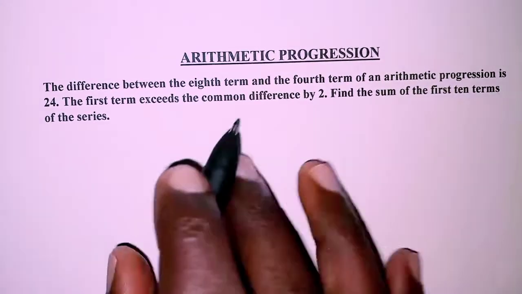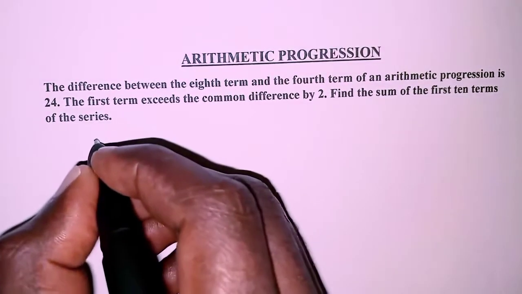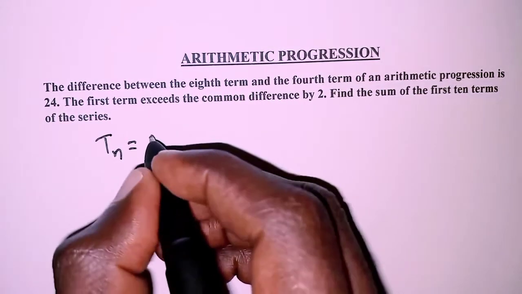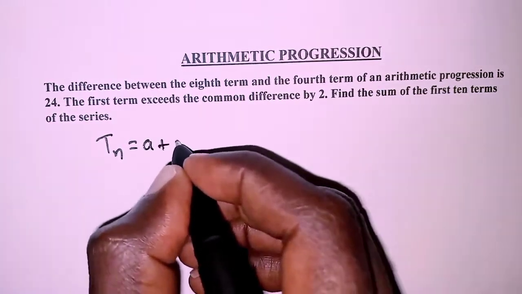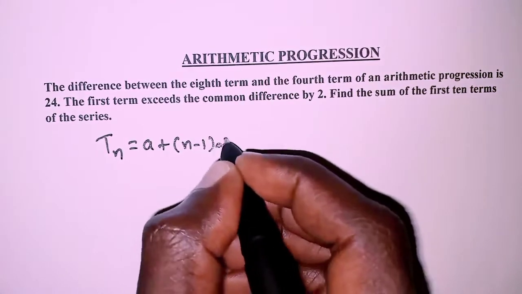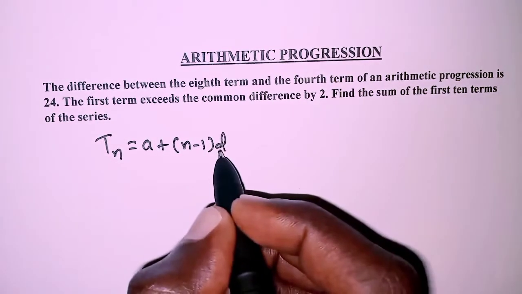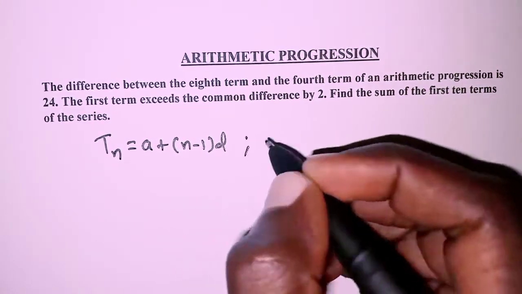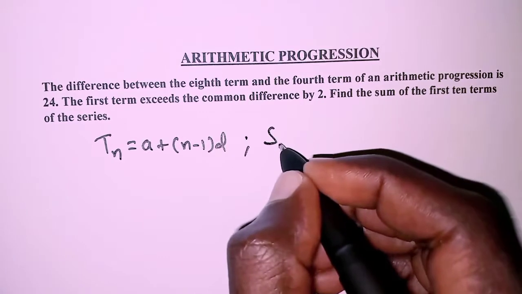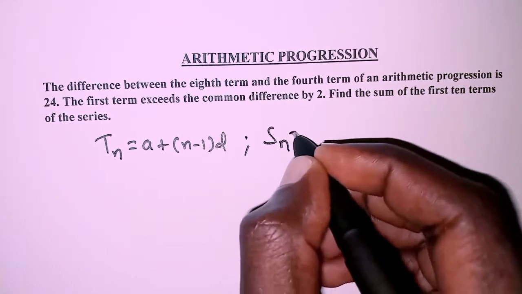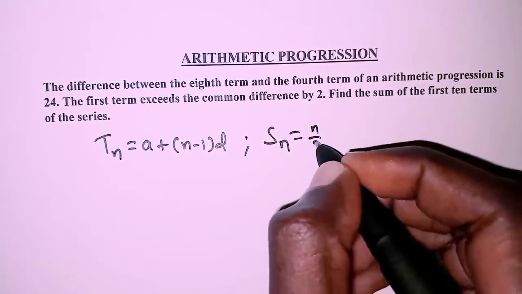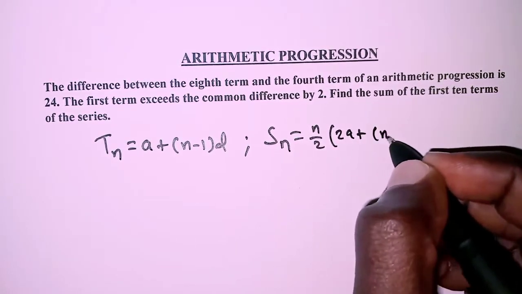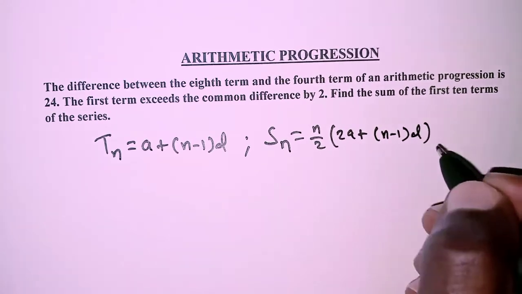So, before we proceed, we need to take note that the nth term of an arithmetic progression is given as a + (n - 1)d, where a is the first term and d is the common difference. Then we also need to remember that the sum of the first n terms is given by n/2 times (2a + (n - 1)d).